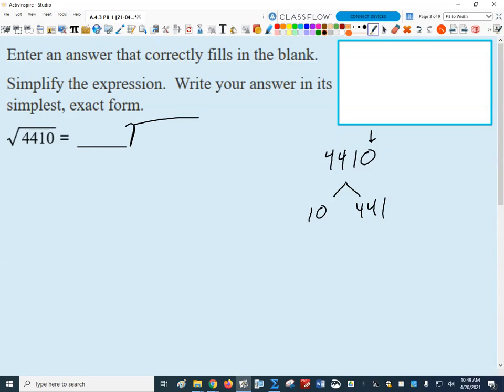Okay, good. If the sum of the digits of some big number is divisible by 3, then the big number is divisible by 3. That also works for 9, by the way. So 4 plus 4 plus 1 is 9. 9 is divisible by 9, isn't it? So it's guaranteed that 9 goes into that number, all right?